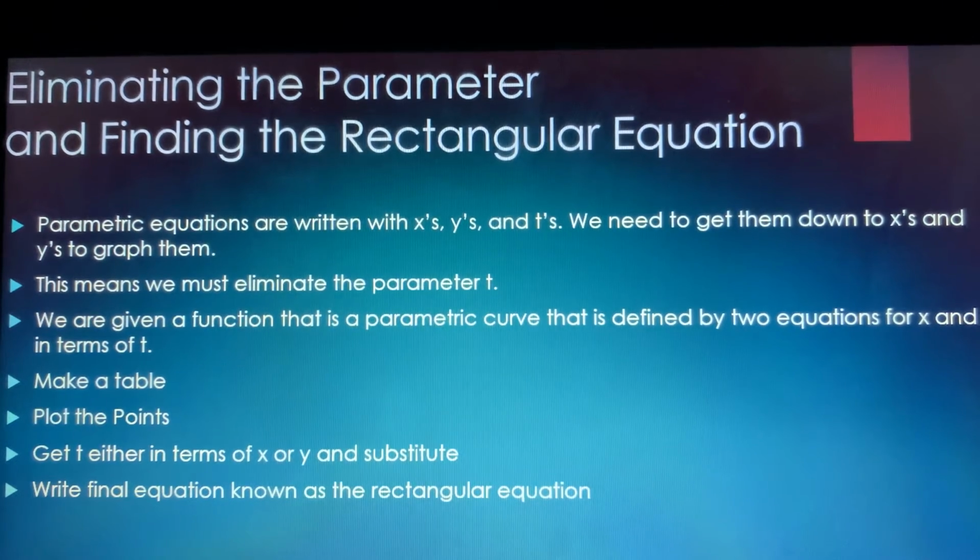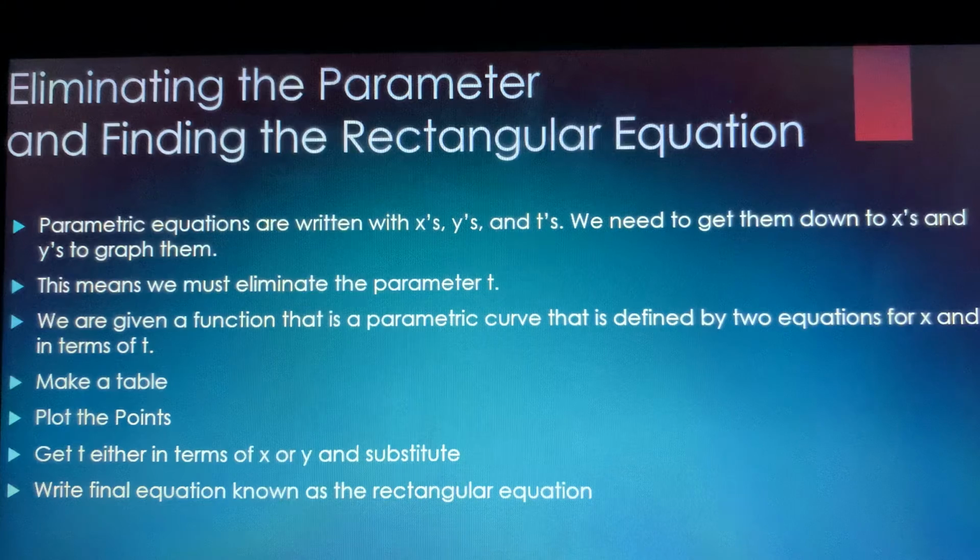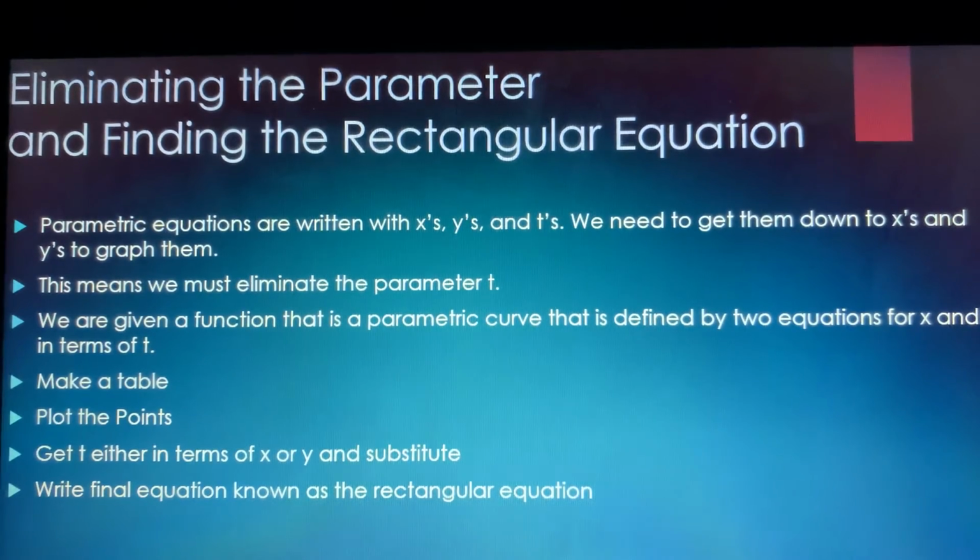Because we're given a function that is a parametric curve that's defined by two equations for x and y in terms of t. So what we do is we make a table, we plot the points, and depending on which one's easier, we get t in terms of either x or y, then we substitute that into the other equation, and we write that down, our final equation known as the rectangular equation. So parametric equations are just x and y equals in terms of t, and a rectangular equation is y equals in terms of x.